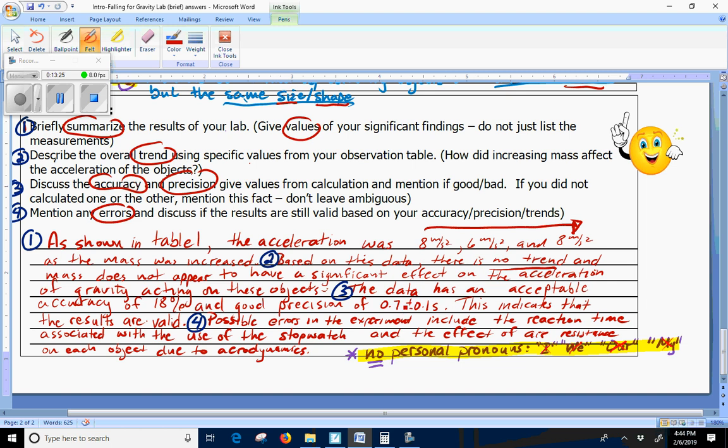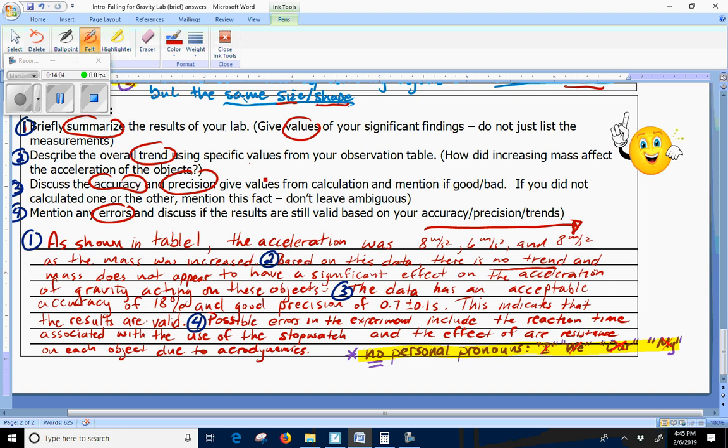Thirdly, tell me about the accuracy and precision. So the data has an acceptable accuracy of 18% and good precision of 0.7 plus or minus 0.1 seconds. So the measurements were fantastic, very close. The accuracy was off, but not that bad though. Finally, you tell me, are the results valid? Well, because the accuracy is okay, is fair, and the precision is good, it suggests that the results are valid. They're good results. And then you tell me about the errors. So possible errors in the experiment include reaction time associated with the stopwatch and the effect of air resistance on each object due to aerodynamics.